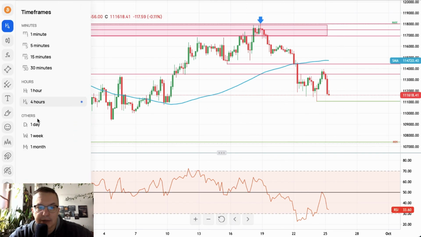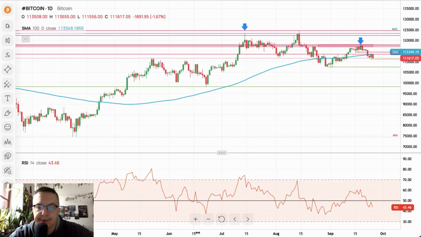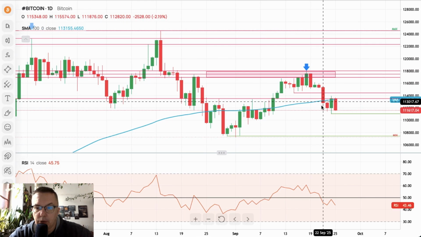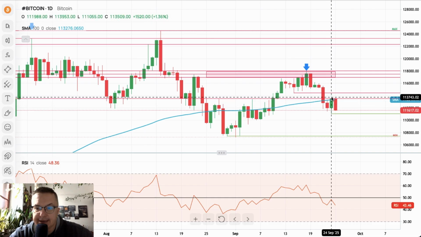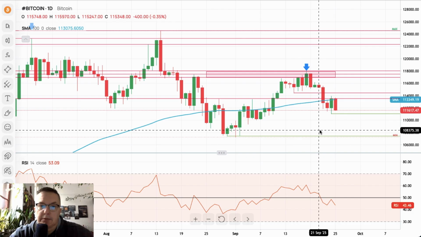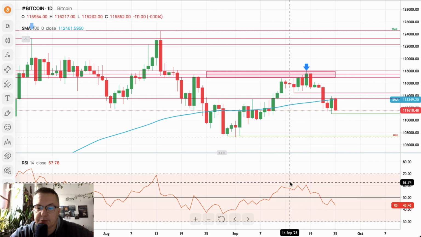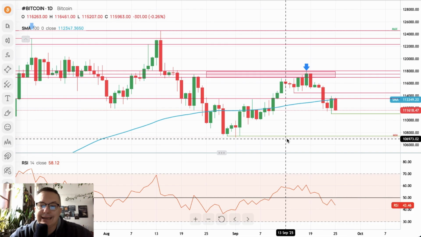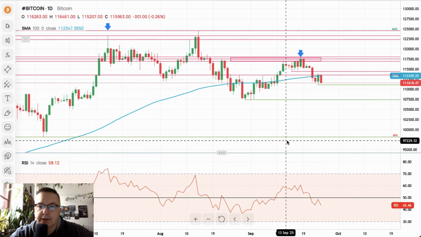On a daily time frame chart, let's just quickly take a look at the daily. Daily looks bearish as well. We broke below the 100 period moving average, then we tested again, and yesterday we still had the rejection below this level. So the bearish pressure increases. We are below the level of 50 on the daily time frame chart. So the outlook yet again is bearish.